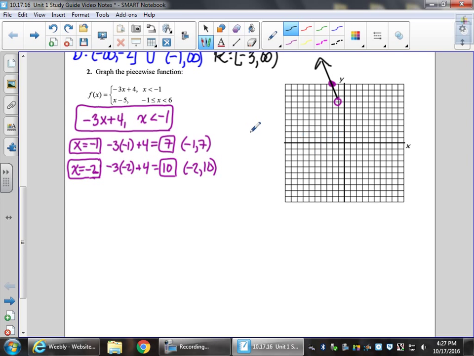Very good. Let's work on the second piece. The process is the exact same. We're going to write the piece. So our next piece is x minus 5, where x is greater than or equal to negative 1 and less than 6.